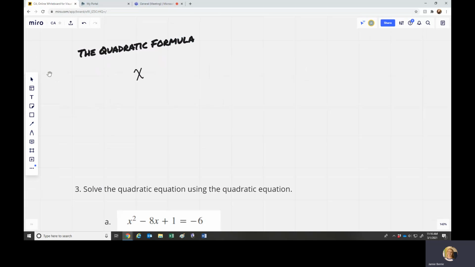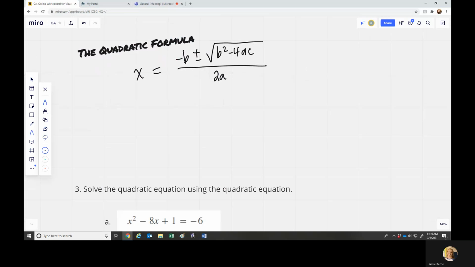Okay, so the quadratic formula is x is equal to negative b plus or minus the square root of b squared minus 4ac, all divided by 2a, where ax squared plus bx plus c equals 0. So that's where a, b, and c come from. So a, b, and c are the coefficients and the constant term in that quadratic equation.